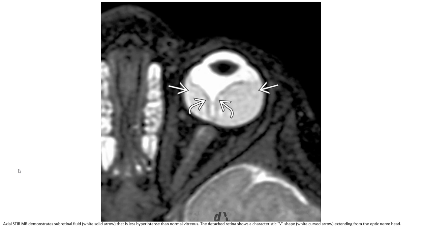Axial T2 demonstrates a subretinal fluid (white solid arrow indicated). It is less hyperintense than normal vitreous. The detached retina shows the characteristic V-shape (white curved arrow indicated), extending from the optic nerve head.